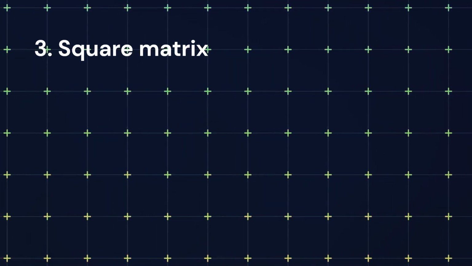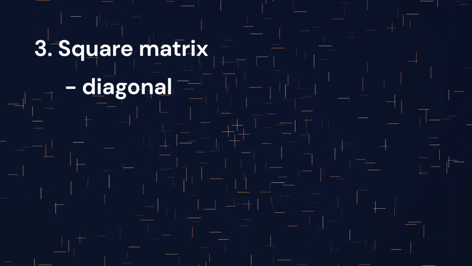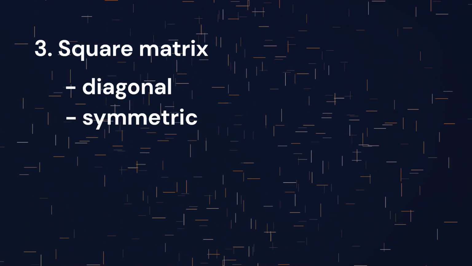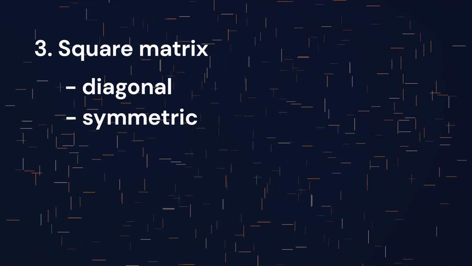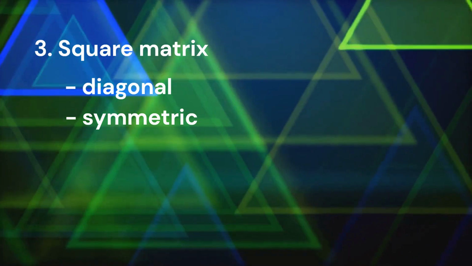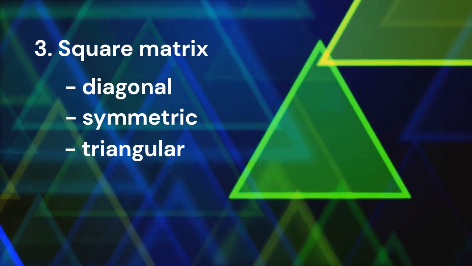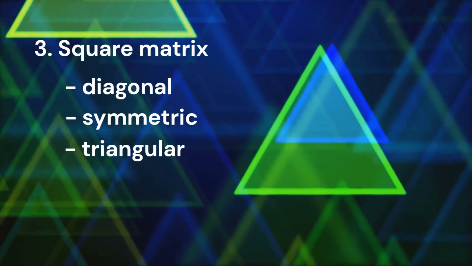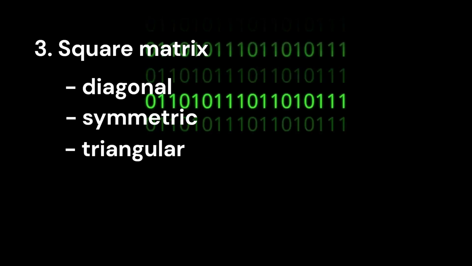And within this category, we have a couple of special types. First, the diagonal matrix. This is a square matrix where all the elements outside the main diagonal are zero. Then we have the symmetric matrix. This is a square matrix that is equal to its own transpose. In other words, if you flip it along its main diagonal, it stays the same. A triangular matrix is another type of square matrix. It's either upper triangular, with all the elements below the main diagonal as zero, or lower triangular, with all the elements above the main diagonal as zero.